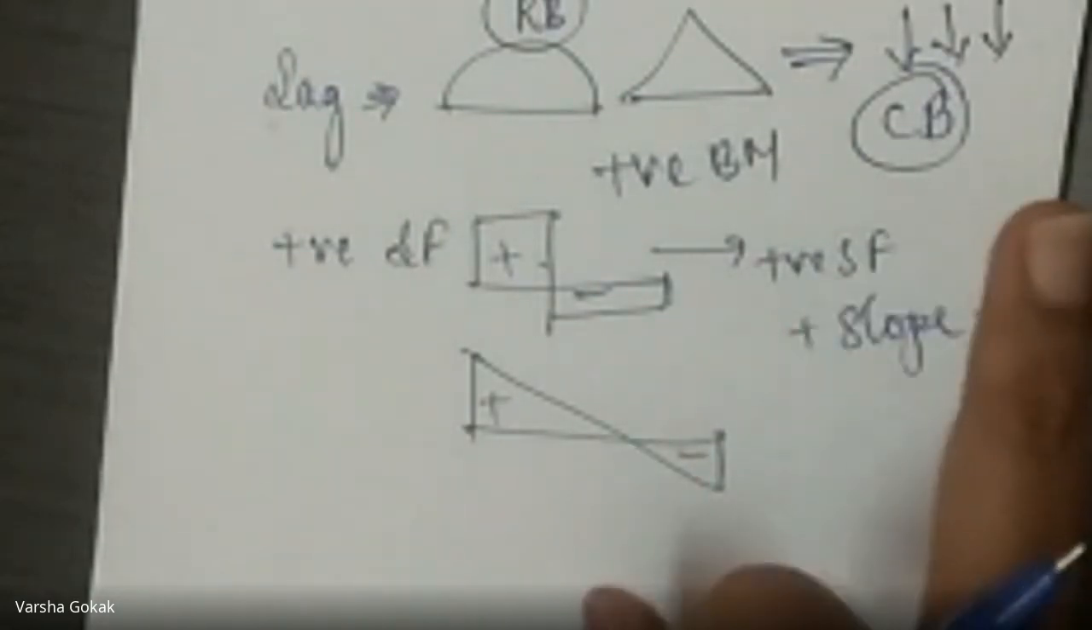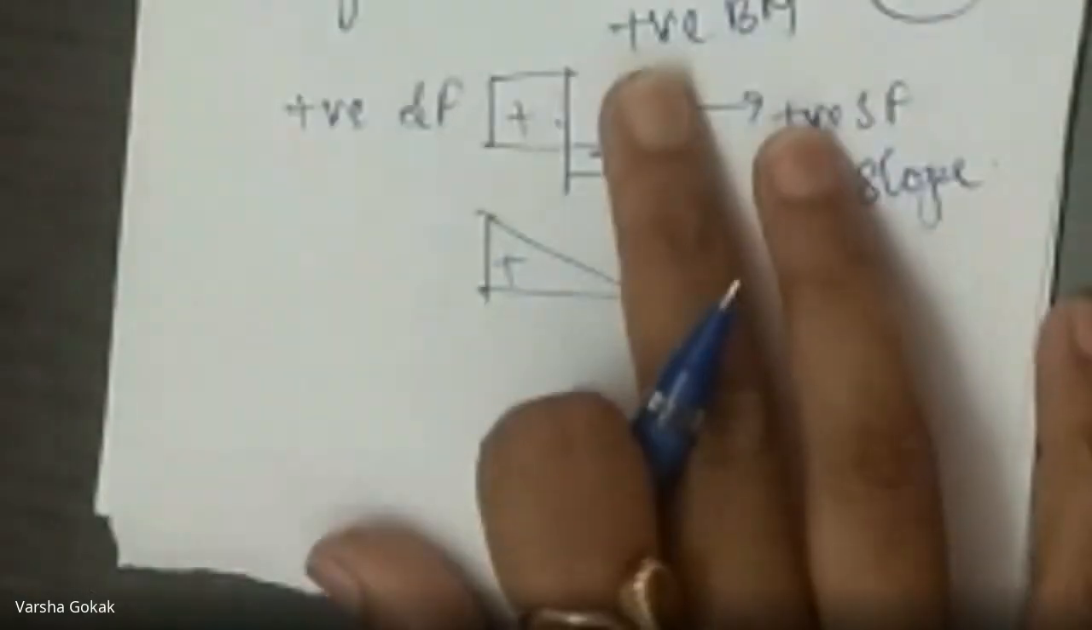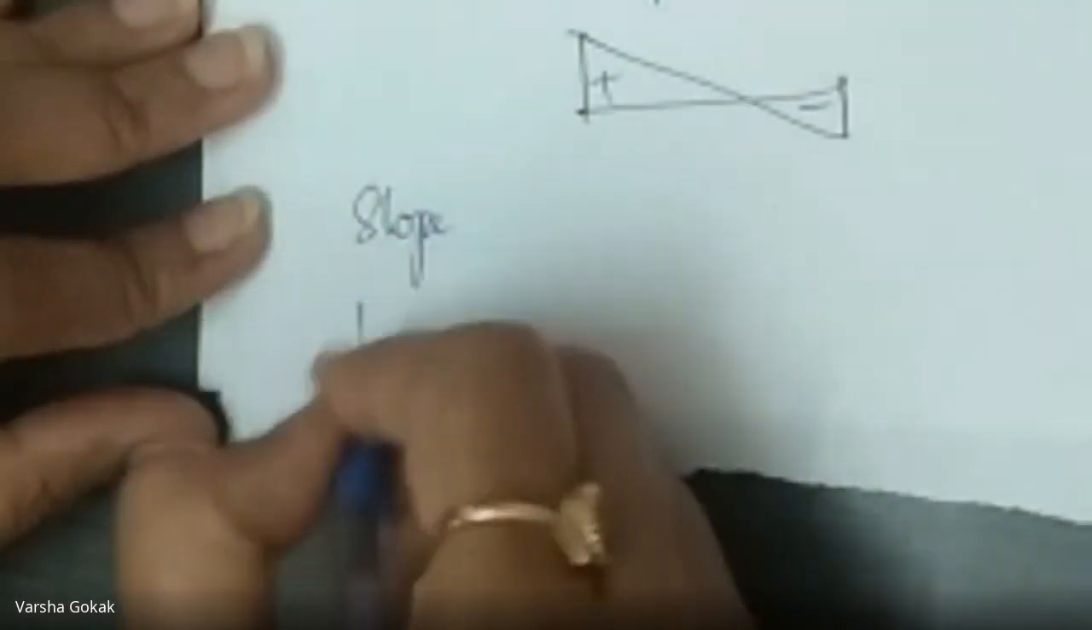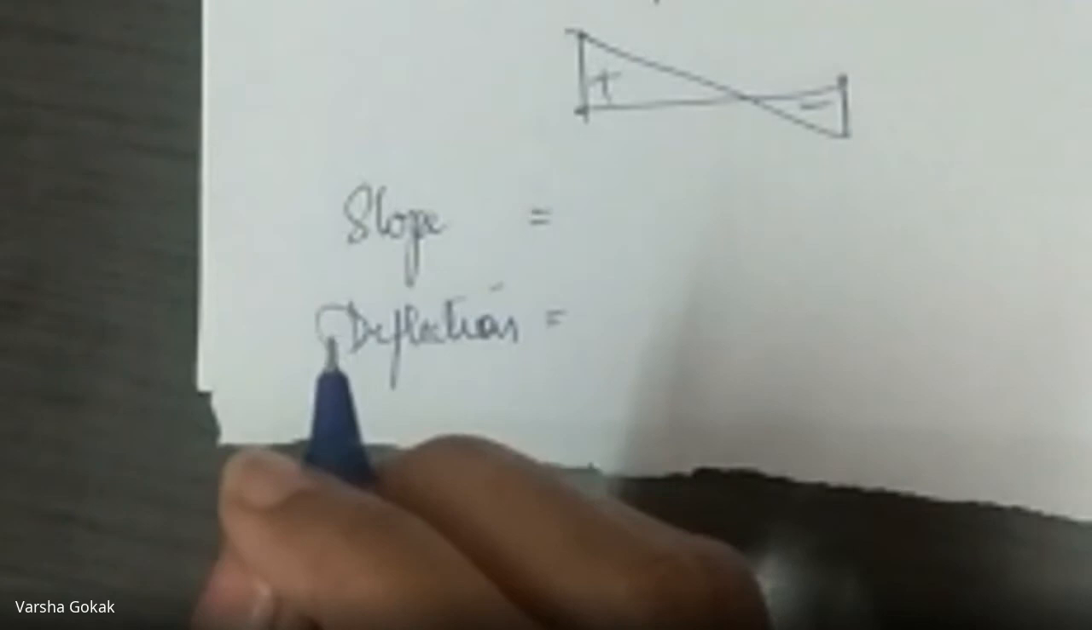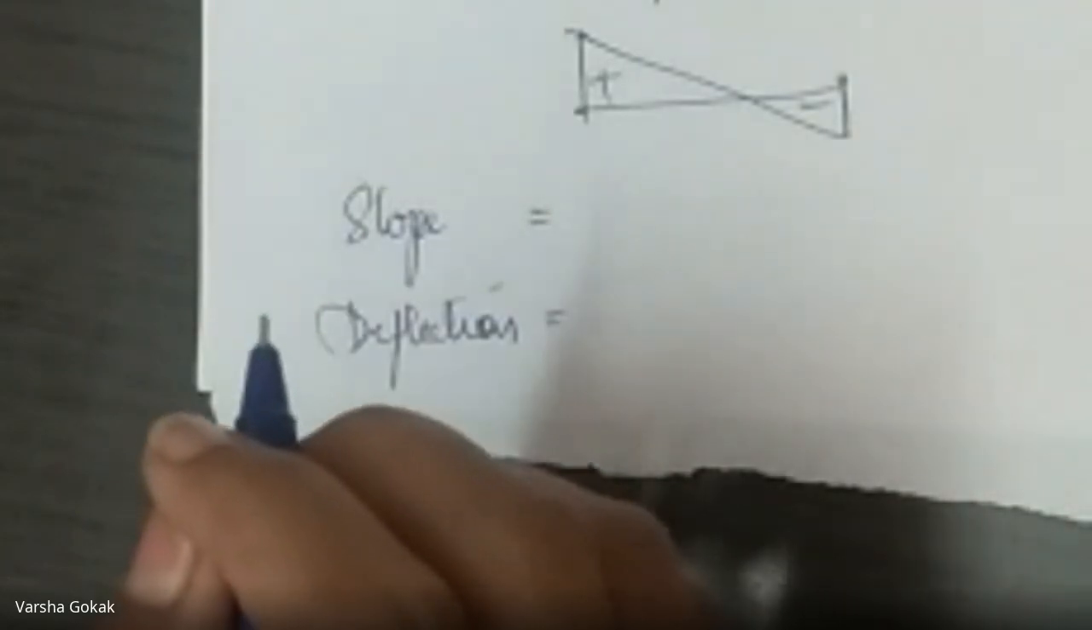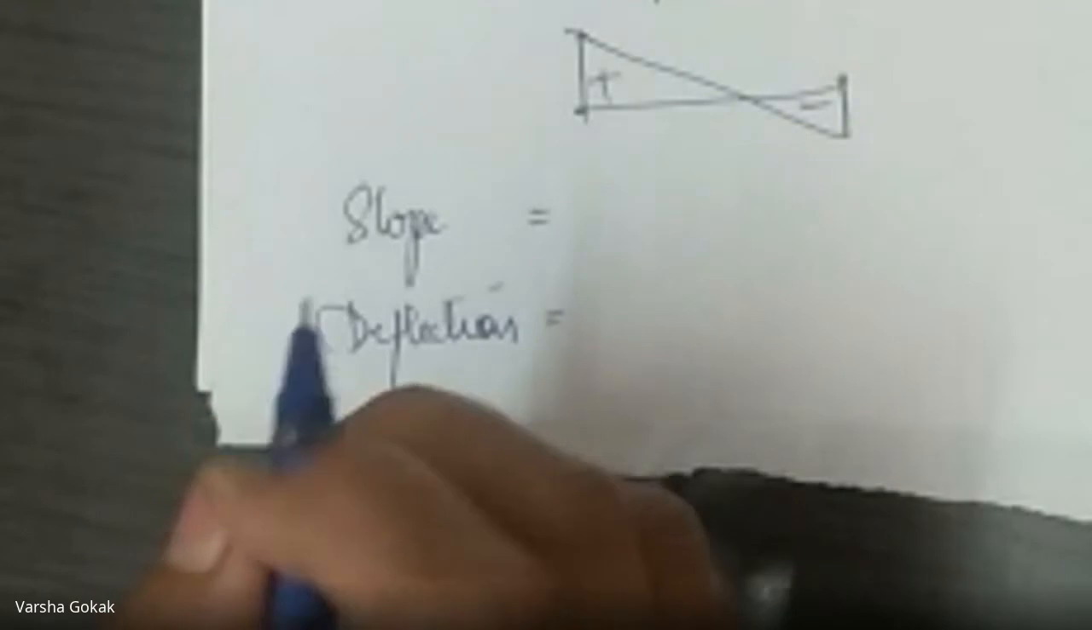Clear? Then we had started, I think, with one of the numericals. Before that, there were two theorems. Can anyone remember what the two theorems are? Both theorems are nothing but ways to find the slope and deflection. So how do I get the slope in a conjugate beam? Can anyone tell? How do I find the slope in a conjugate beam? The slope at any point in a conjugate beam is going to be equal to what? The shear force at that point, right?